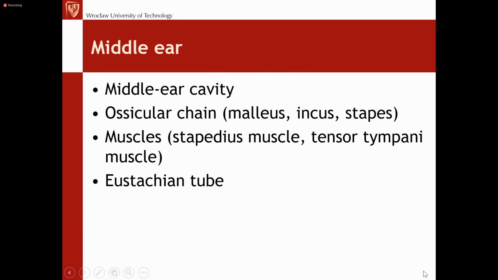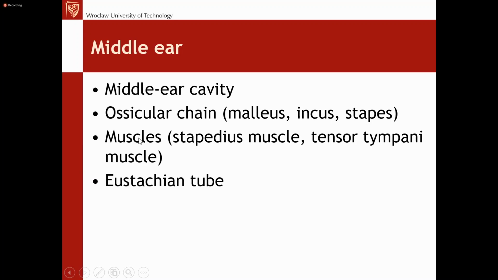And the middle ear consists of the middle ear cavity and the ossicular chain, which consists of the malleus, incus, and stapes. This ossicular chain and these little bones are mounted to the middle ear cavity by muscles, and the most important are the stapedius muscle and the tensor tympani muscle. And of course, the middle ear also contains a Eustachian tube.